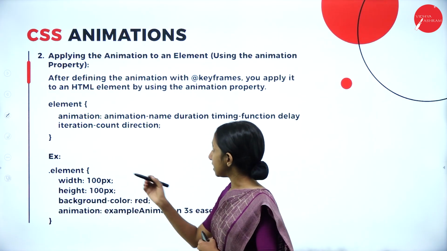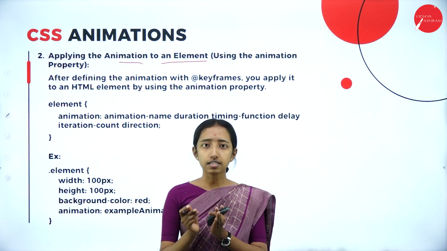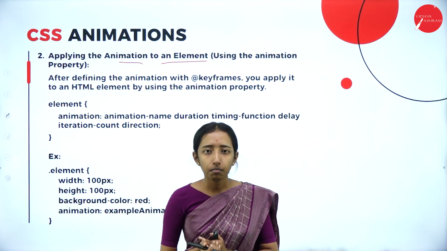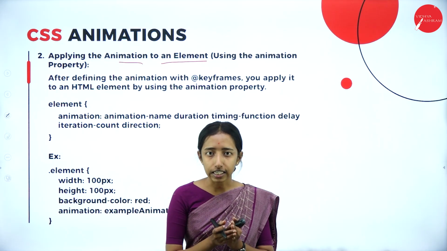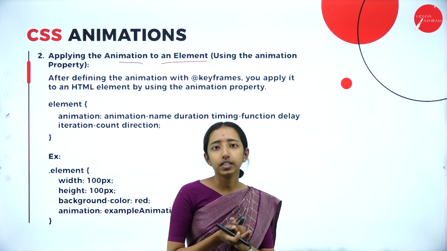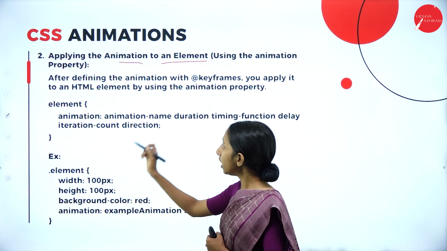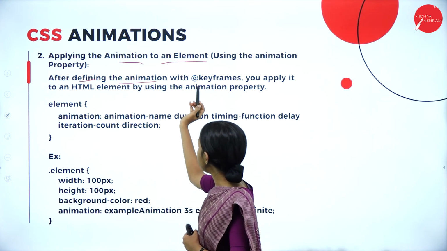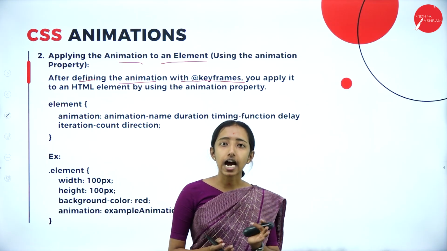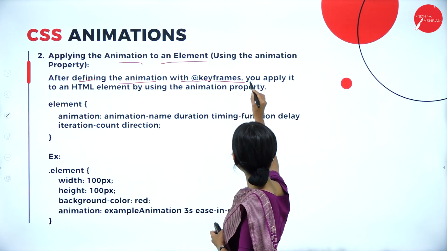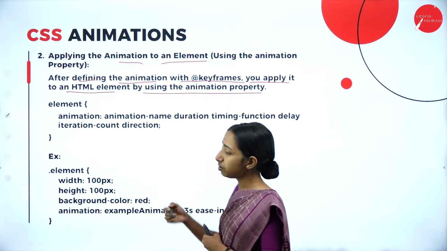So next, the second one, applying the animation to the element. So what is this element? Elements are nothing but the HTML elements that we are using in HTML code, the tags like p tag, h1 tag, or the box class that we are taking. After defining the animation with @keyframes, where we have defined the start and end, we will apply it to the HTML element by using the animation property.